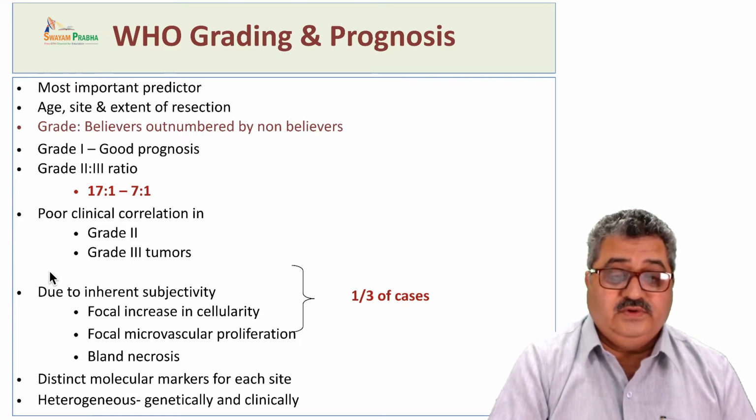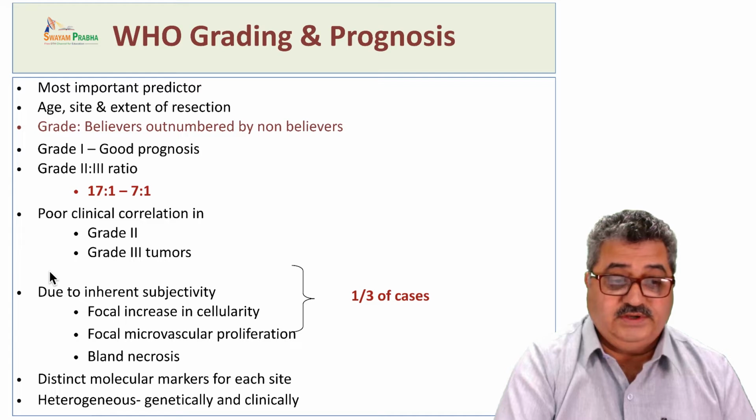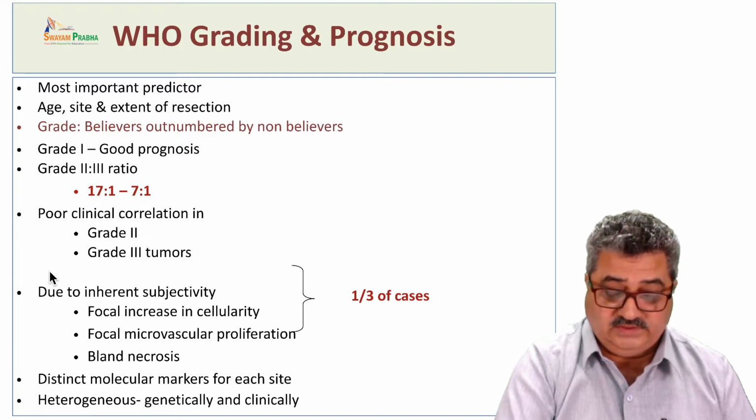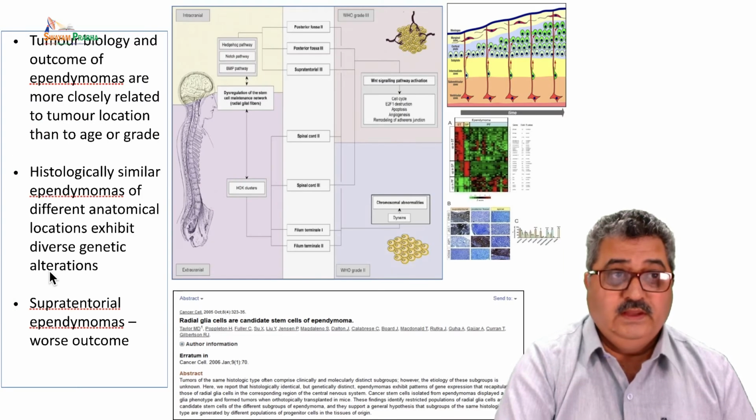Grade is also important, but one of the problems in grading is that prognosis can be predicted based on the grading in 2/3 of the cases, but in 1/3 of the cases it cannot be predicted. There is a lot of inherent subjectivity in the grading based on cellularity, microvascular proliferation, and necrosis.